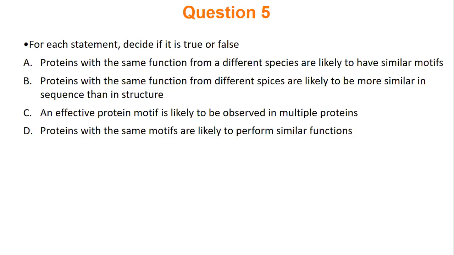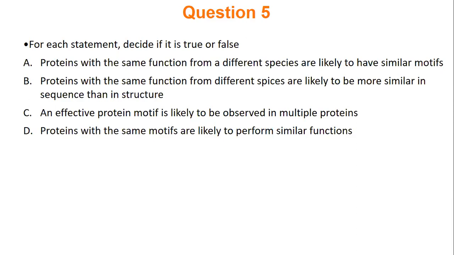All right, so let's see. Proteins with the same function from a different species are likely to have similar motifs. Yes, that is true. If you have the same function, you're going to have the same kind of domains to do those functions. Proteins with the same function from different species are likely to be more similar in sequence than in structure. That's false. Again, we don't care what the amino acids are in our domains, in our motifs. We care what the overall 3D shape is. It is the 3D shape that allows us to do chemistry. It is not the actual amino acid sequence.